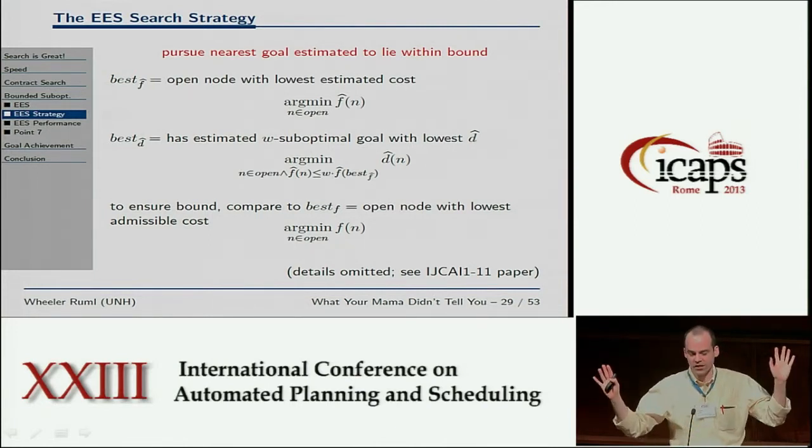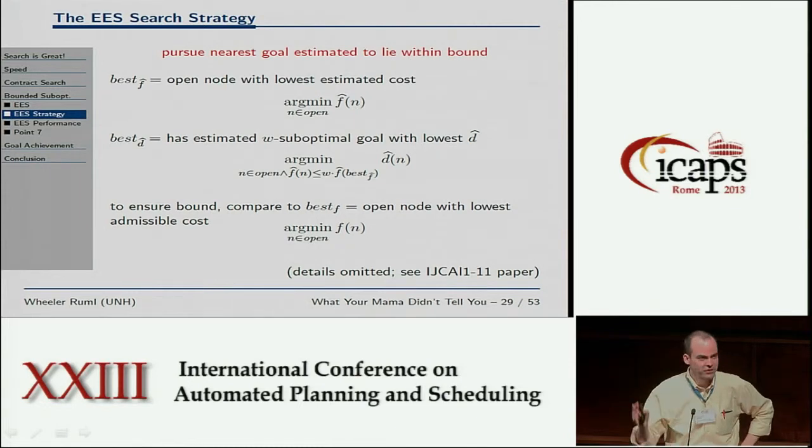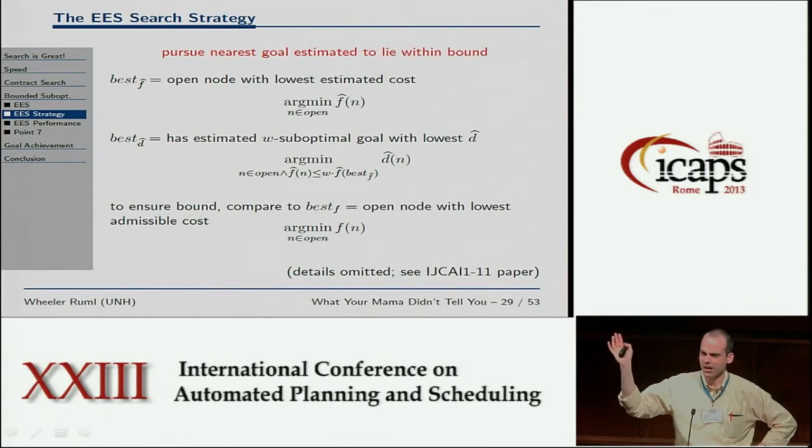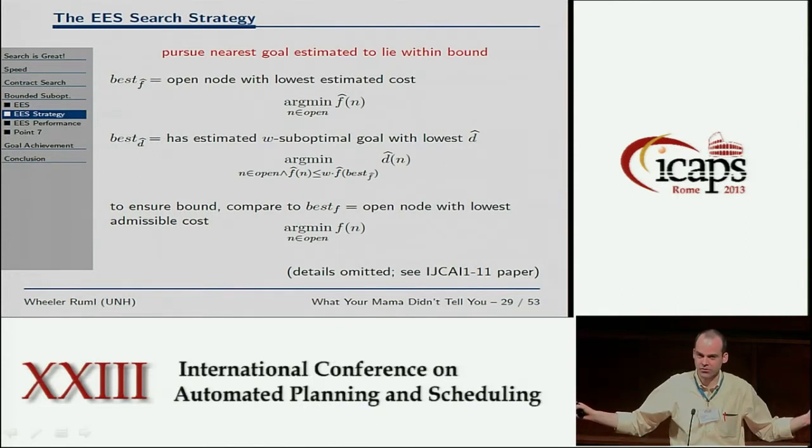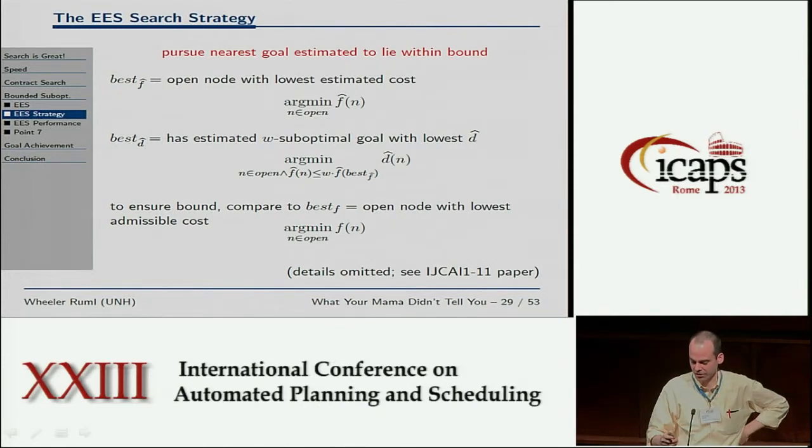So that's the EES search strategy. And you may be wondering, okay, what about the bound? How do we ensure suboptimality? But of course, we can have some admissible heuristic as well, and we can look at the admissible F value of all the nodes in the frontier and use that to ensure solution quality.